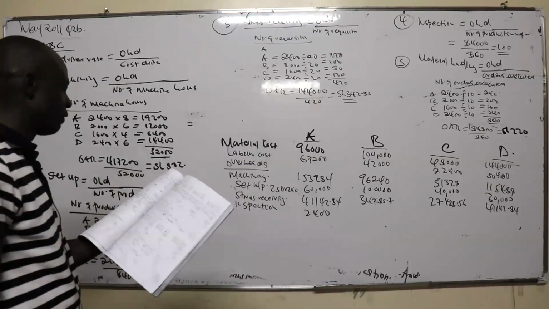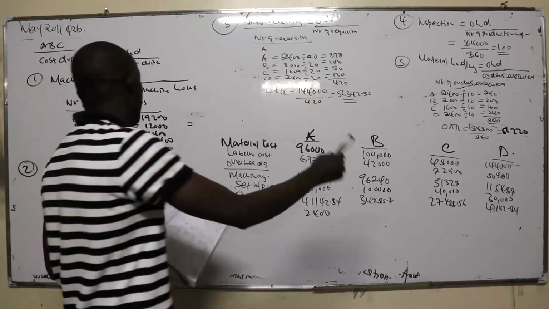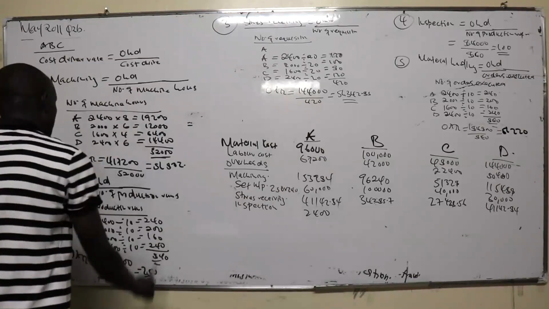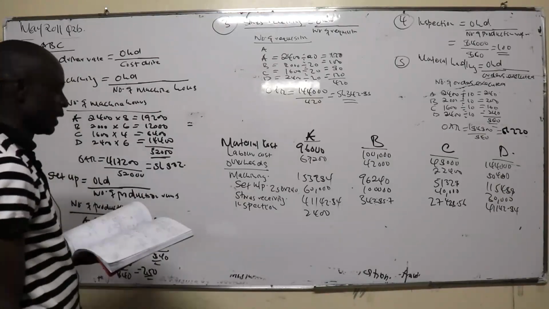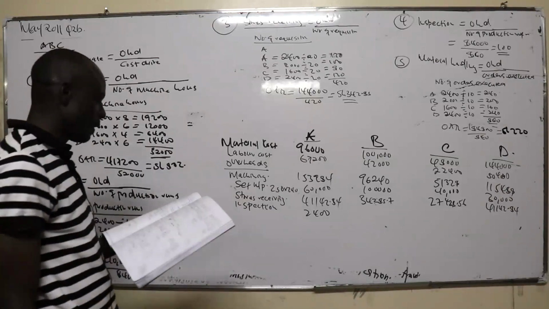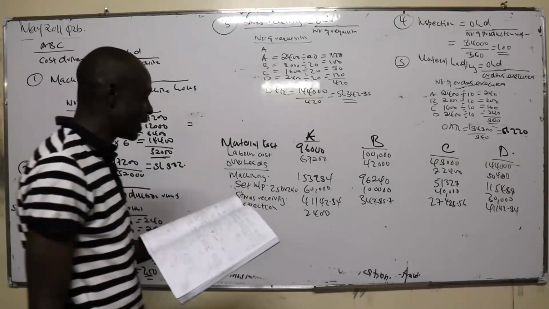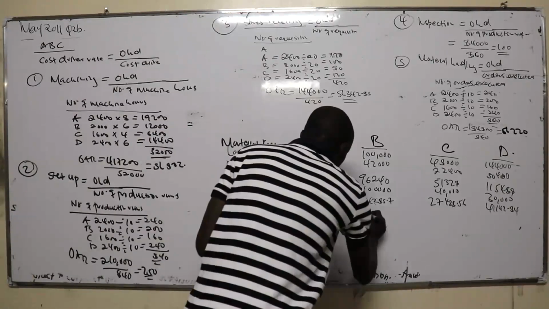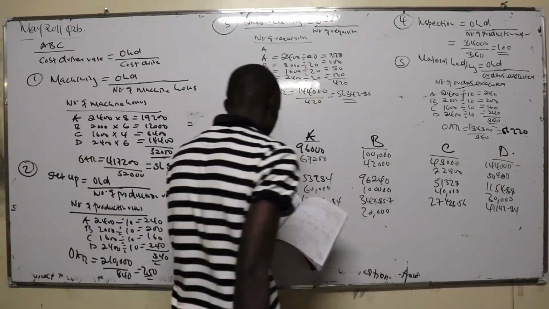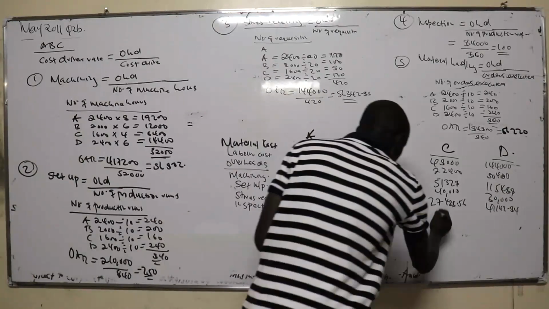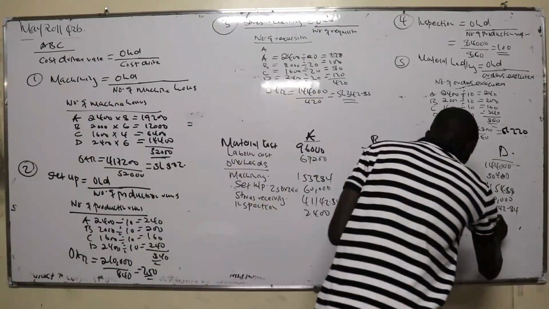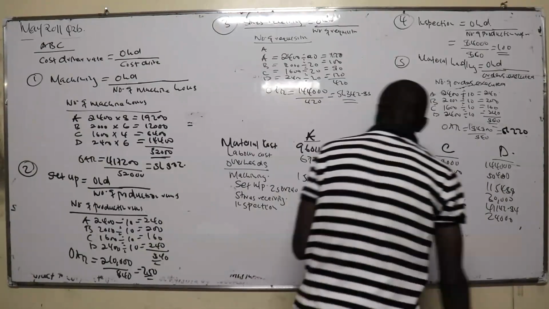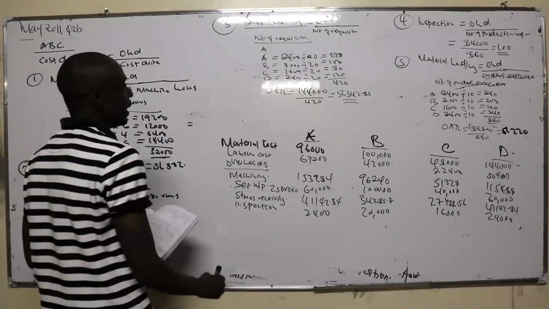So you're going to multiply 100 times 240. That is the total number of production runs for product A. So the next one will be 20,000, 16,000, and then 24,000. Lastly, we are going to do the material handling.